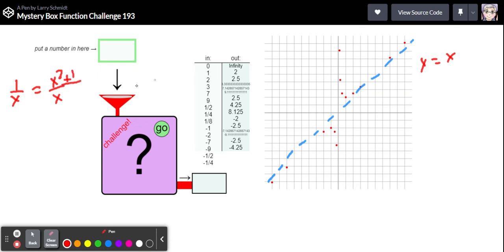Okay, so at 0, that's going to be infinity because you'll have a 0 on the bottom. At 1, you'd get 1 squared plus 1. That's 2 over 1. That's 2. How about, let's try 3. So 3 squared plus 1 over 3. So 3 squared is 9, so that'd be 10 over 3. So that would be 10 thirds, and that is 3 and 1/3. And look, at 3, we've got 3 and 1/3. So I think we probably have this, the slant asymptote.